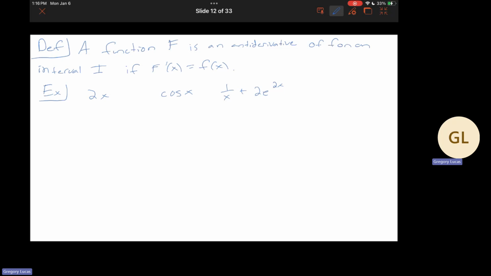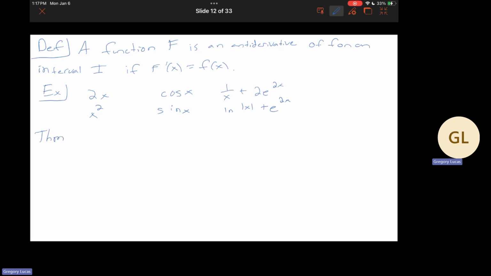So we think for 2x, what has the derivative 2x? That would be x squared. Right? What about cosine x? If cosine x is the derivative, the function would be sine x. If we have 1 over x, that'd be ln absolute value of x. And then 2e to the 2x, that's a little tricky, because we would have used the chain rule. So it'd be e to the 2x. So we're thinking about it backwards, because we know x squared goes to 2x, sine x goes to cosine x, and so on. Now we're working backwards. What if I have the derivative? What would the original function be?